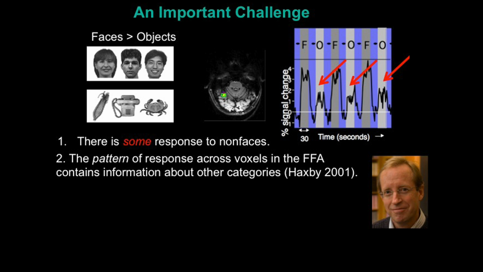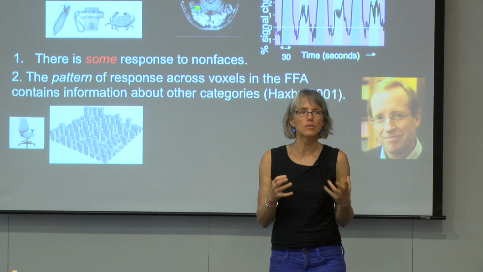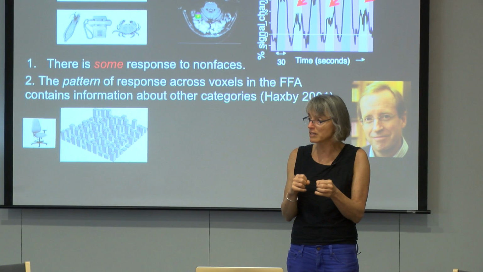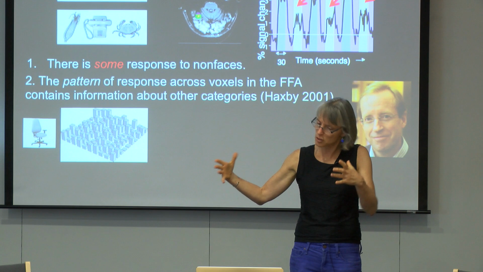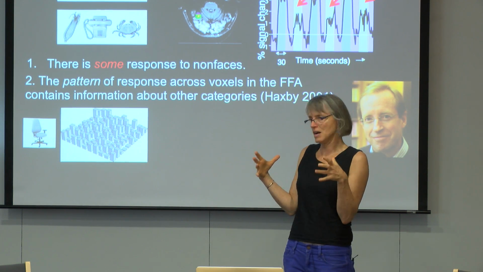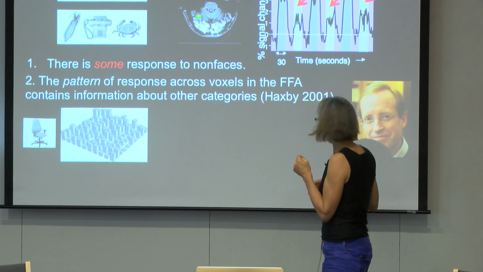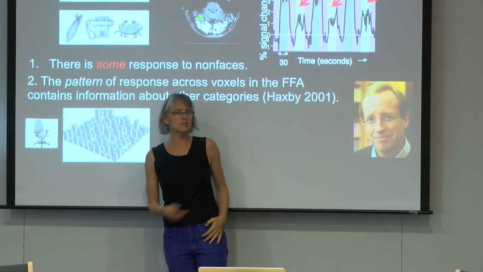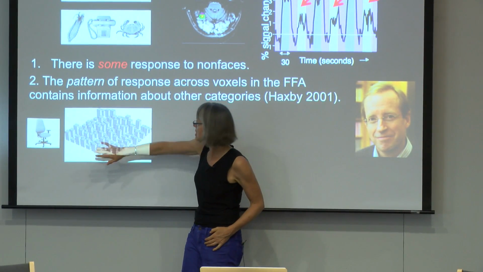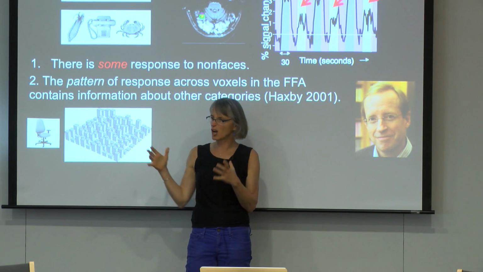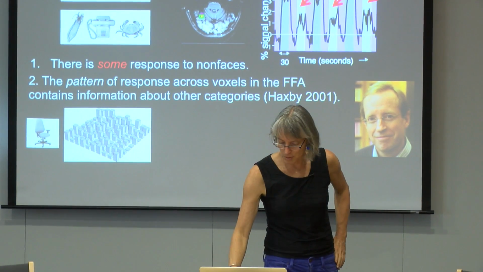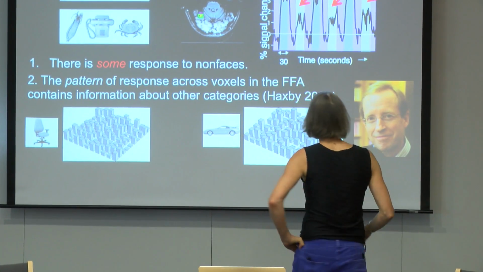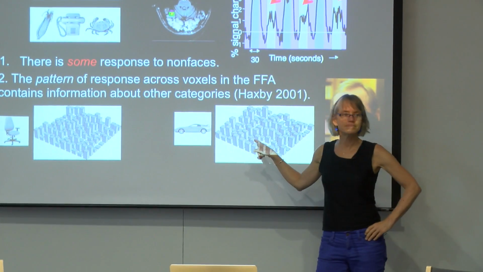Okay? So I'm not going to go through the details, but just to give you an image of this, when you scan with functional MRI, you have these 3-dimensional pixels, and the cortex is basically a sheet, so we can visualize the pattern of response across the different voxels in the FFA as some kind of landscape like this. So suppose you scan people looking at chairs and you see a landscape of response like that across the fusiform face area. Now suppose you scan people looking at cars and you see a different landscape.